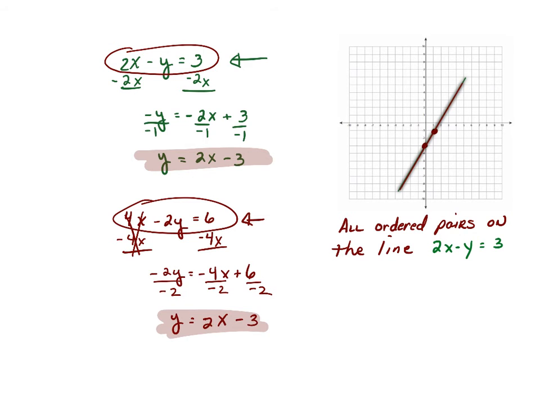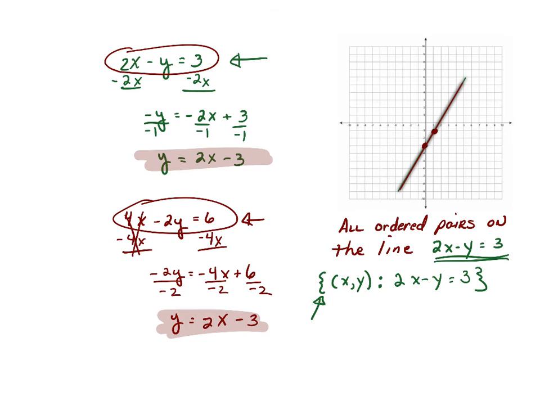Every ordered pair that's on this line is also on the other line, and therefore they share all those solutions, which is an infinite number of solutions. Now, in math parlance, we write it this way. We say all the ordered pairs, using set notation, that are on the line 2x minus y equals 3. So that's our solution set.